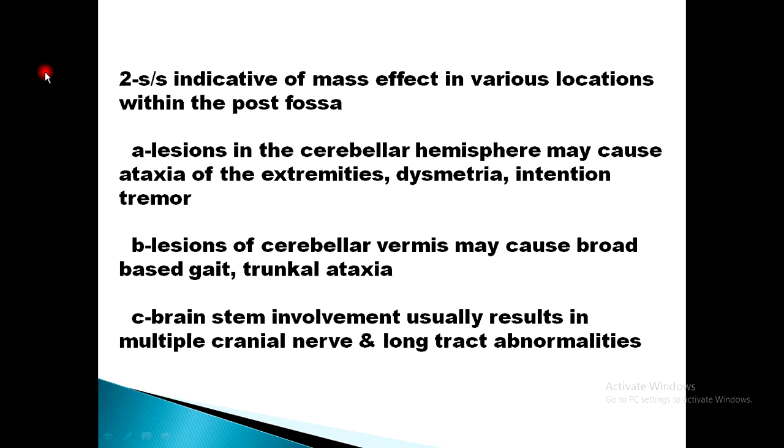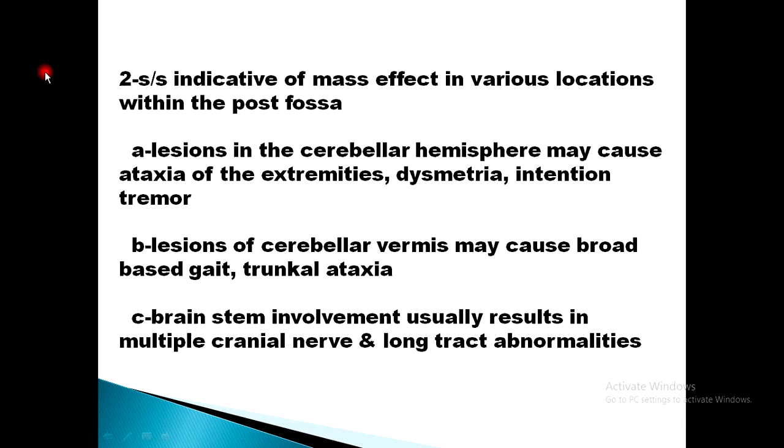So a lesion in the cerebellar hemisphere may cause ataxia of the extremities, dysmetria, and intention tremor. And you know, the cerebellar hemisphere controls the ipsilateral side of the body. So these signs and symptoms, the ataxia, dysmetria, and intention tremor, will be on the same side of the tumor. The right is for the right and the left is for the left, unlike the cerebral lesions.